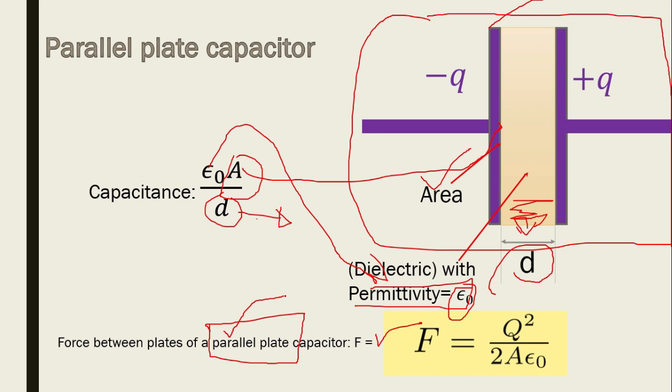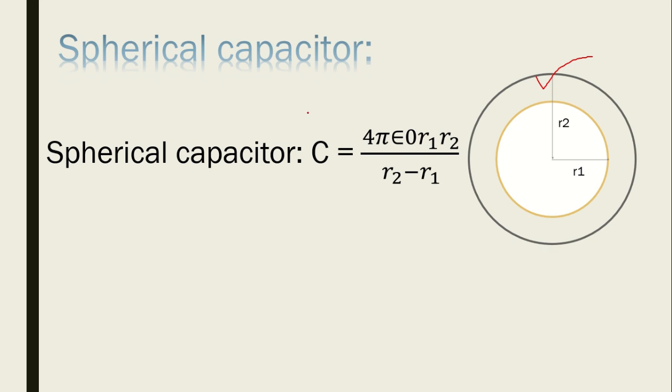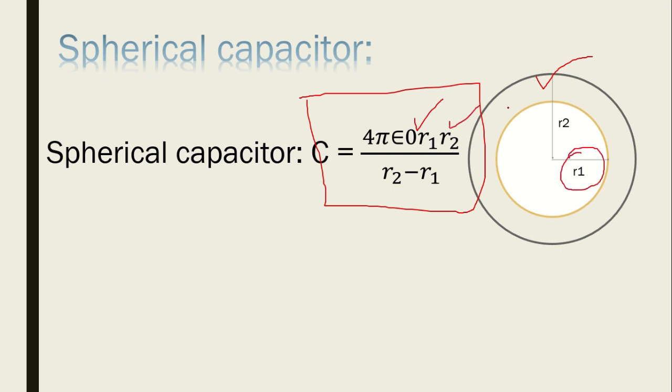Okay, now let us move on to the next one, that is the spherical capacitor. It means that these capacitors are in spherical shape like a ball. The capacitance for this capacitor is given by this expression, that is 4 pi epsilon naught R1 R2 upon R2 minus R1, where R1 is the smaller radius, that is the inner radius, and R2 is the outer radius, that is the major radius, and the difference between these two is considered in the denominator.